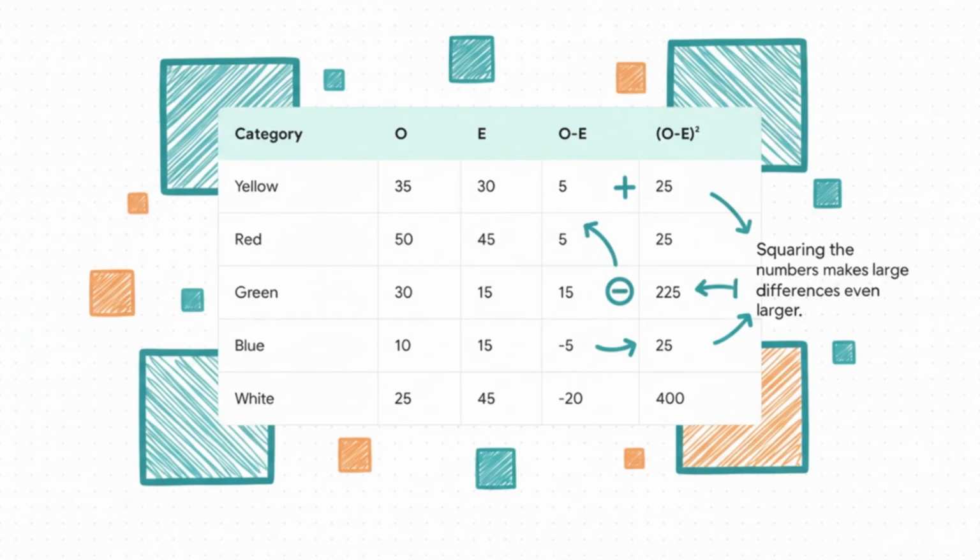Now this is kind of cool because squaring the numbers does 2 things for us. First, it makes any big differences even bigger, and second, it gets rid of any negative signs. So 5 squared is 25, and that negative 20 squared becomes a positive 400.